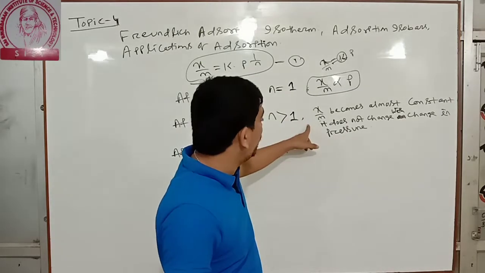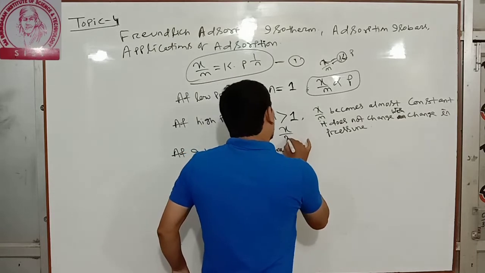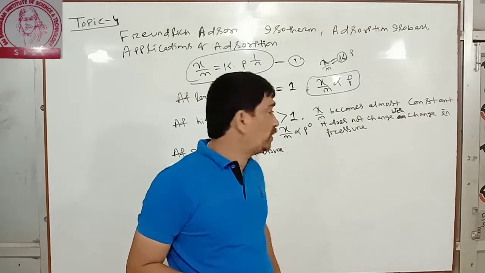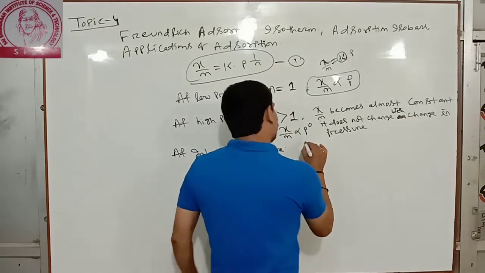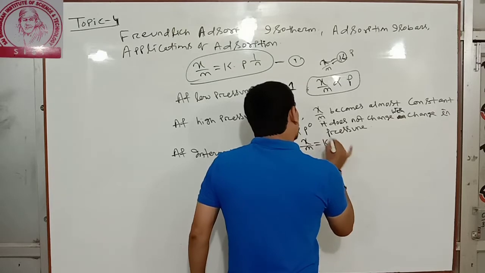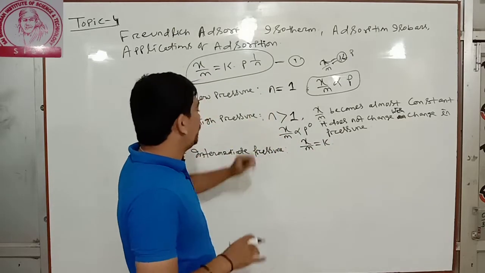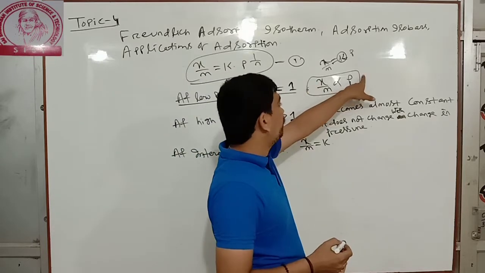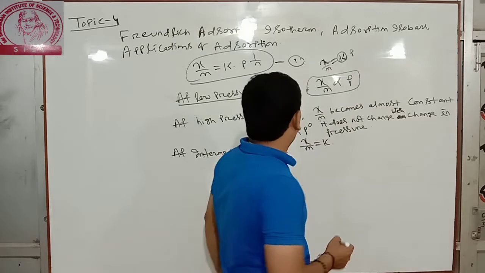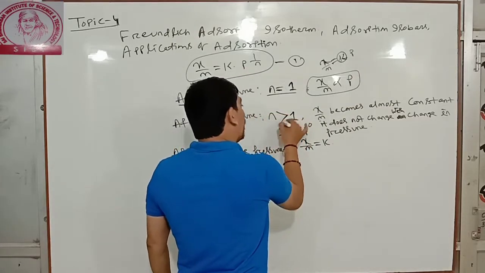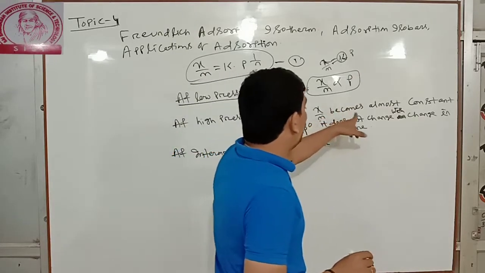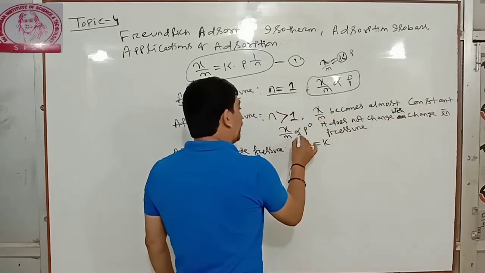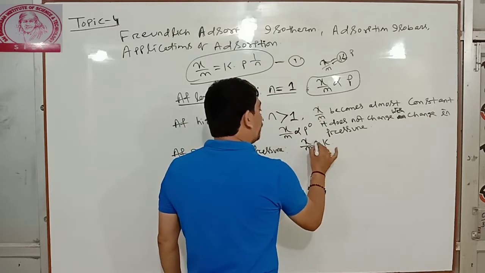Clear? So x/m is proportional to p to the power 0, and x/m equals k. This is at high pressure. At low pressure n equal to 1, x/m is directly proportional to p. But at high pressure n greater than 1, x/m becomes almost constant and does not change with change in pressure, so x/m equals k.